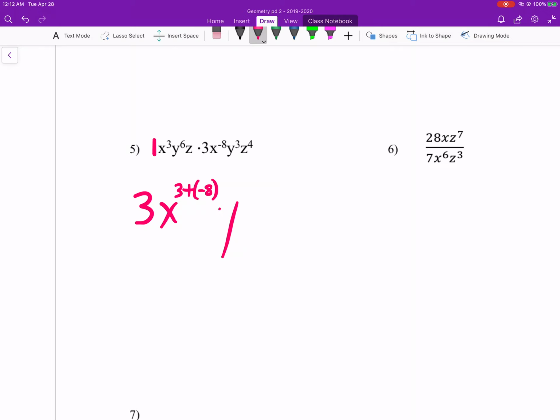All right. Now y to the 6 plus 3. And why are we adding these exponents? Right, the operation's multiplication. That little dot right there, multiplication. And then z to the 1 plus 4. Where's the 1 coming from? That's the exponent for z, if you don't see it. If you don't see the coefficient, it's 1. If you don't see the exponent, it's 1. All right? So this would be 3x to the negative 5, y to the 9th, and z to the 5th.